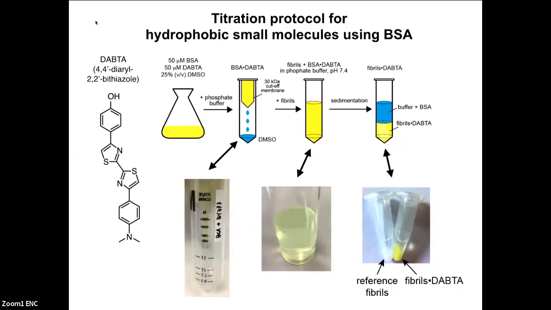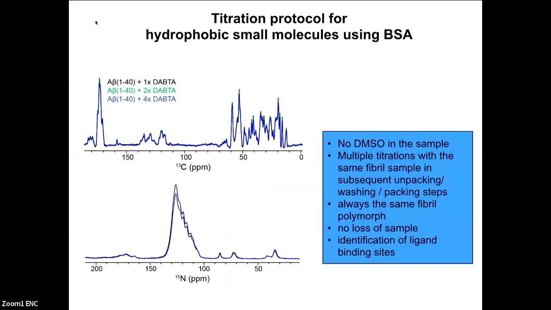Concentration of the superlimited. And as a reference, we have fibrils that are kind of this white color. That means that obviously there's no dye bound. The advantage of this titration protocol is that we don't have any DMSO in the sample. That's the first thing. Second thing is that we can reuse our sample multiple times.